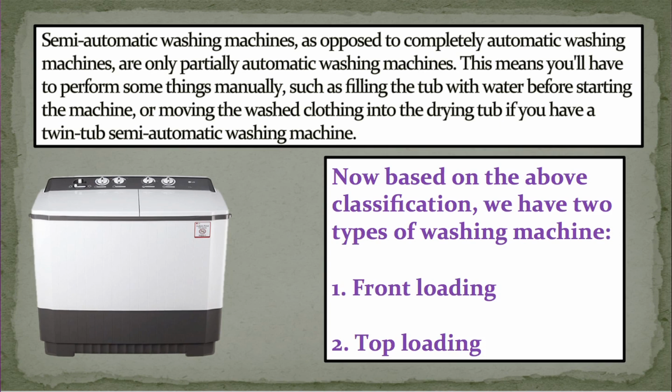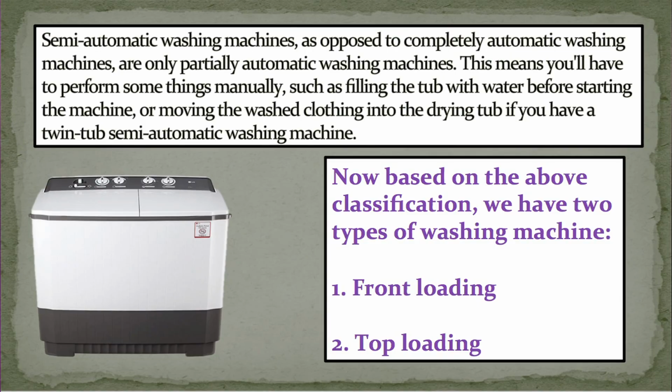On the other hand, semi-automatic washing machines, as opposed to completely automatic washing machines, are only partially automatic. This means you will have to perform some things manually, such as filling the tub with water before starting the machine, or moving the washed clothes into the dryer if you have a semi-automatic washing machine. This will always be a top loading machine.